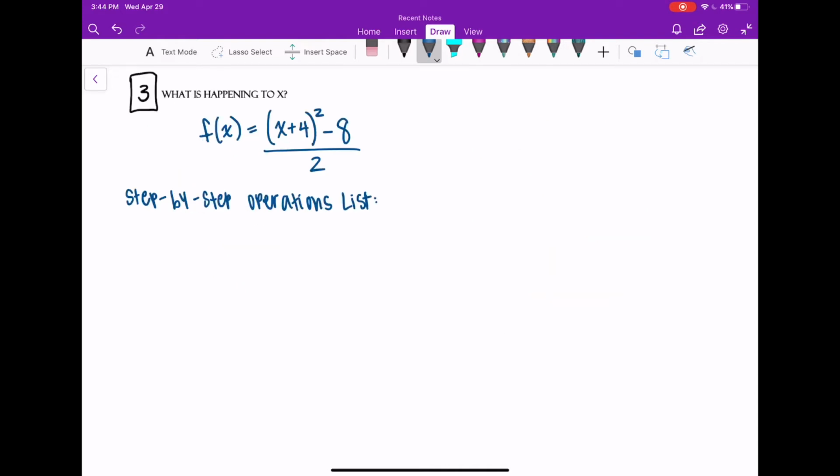Okay everyone, box number 3 is asking, what is happening to x? We are going to create a list of the order of operations that affect x. The very first operation that affects x is plus 4. Next, we square the quantity. Then we subtract 8, and lastly, we divide by 2.